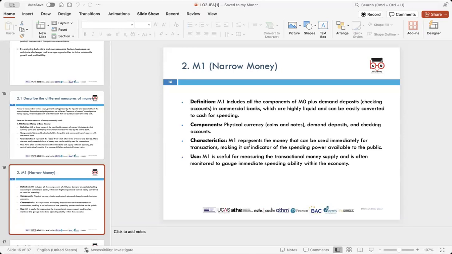When M1 increases, it often signals that people are spending more, which can boost economic growth. Conversely, if M1 declines, it may indicate reduced consumer spending, which could slow down economic expansion.